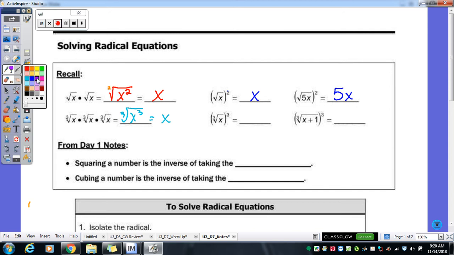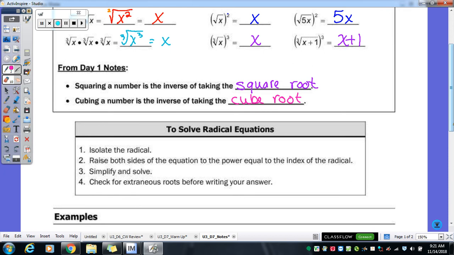Same thing happens with our cube roots. They cancel each other out, so cube root and cubed, inverse operations cancel each other out, that'd be x. Our other example there, that would simply just be x plus 1. So those are inverses, just like adding and subtracting are inverses, multiplying and dividing are inverses, so they cancel each other out. So squaring a number is the inverse of taking the square root. Cubing a number is the inverse of taking the cube root. So we're going to be using that rule as we are solving our radical equations.